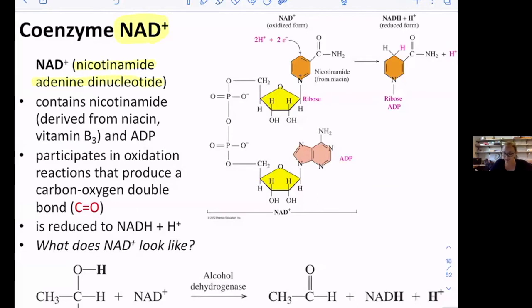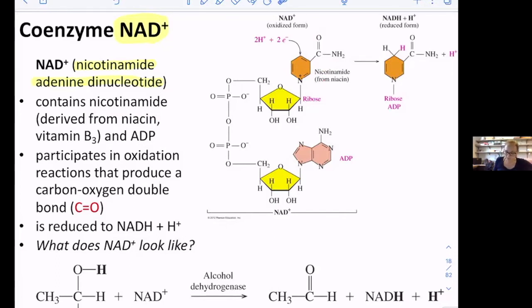So nicotinamide is this part of the molecule here. It's called a pyridine ring. It's a nitrogen with that aromatic ring style, and then we have this on the end. This nicotinamide is derived from niacin, which is vitamin B3. So that's why it's one of those important vitamins that we need in our bodies, so that we have access to this part of this coenzyme, to allow our processes to work fully and correctly.